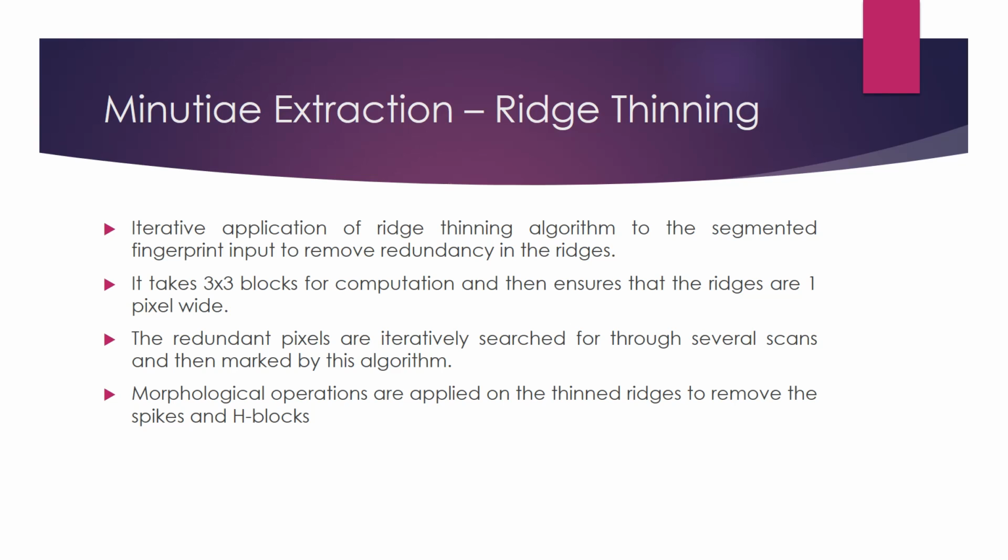So how is the ridge thinning done? It is an iterative application of the ridge thinning algorithm to the segmented fingerprint input to remove the redundancy in the ridges. It takes 3x3 blocks for computation and then ensures that the ridges are 1 pixel wide. The redundant pixels are iteratively searched for through several scans and then marked by this algorithm. Morphological operations are applied on the thin ridges to remove the spikes and edge blocks.